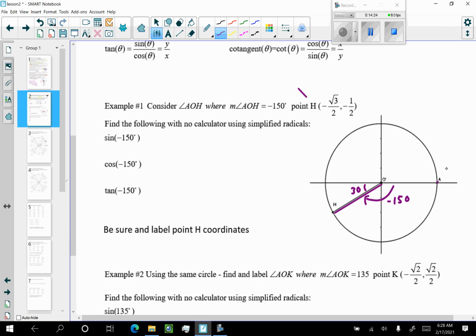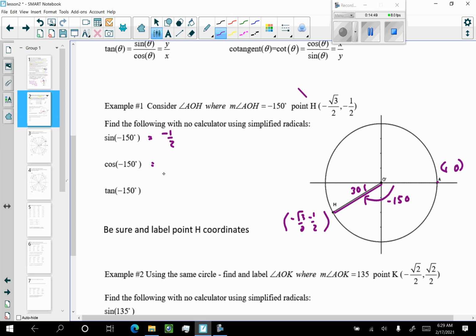And we know that this point is (1, 0). So we already figured out what this point was: negative square root of 3 over 2, negative 1/2. We know what that coordinate is from a previous discussion. Now we can find the sine of negative 150. What is it? Oh, it's that y value, negative 1/2.